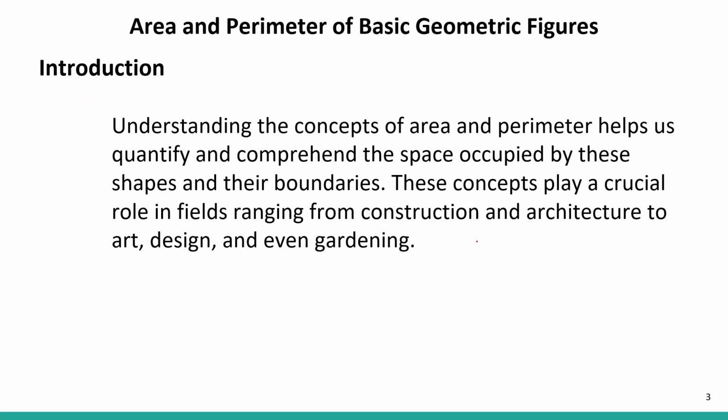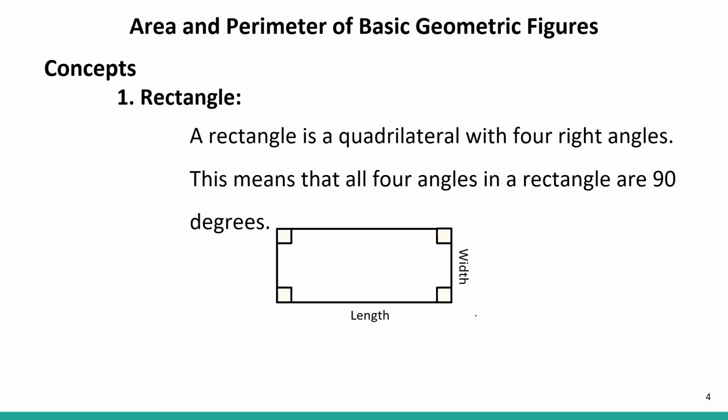Understanding the concept of area and perimeter helps us quantify and comprehend the space occupied by these shapes and their boundaries. So let's start and see what a rectangle is. A rectangle is a quadrilateral, so basically there are four sides, with four right angles. The interior angles are all 90 degrees. As you can see here, this is 90 degrees, this is 90 degrees, this is 90 degrees, and this is 90 degrees. So all four angles in the rectangle are 90 degrees.